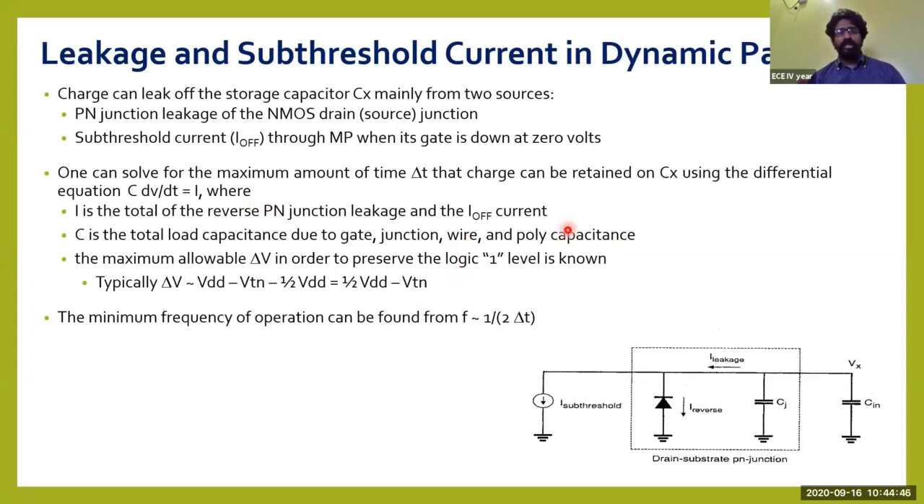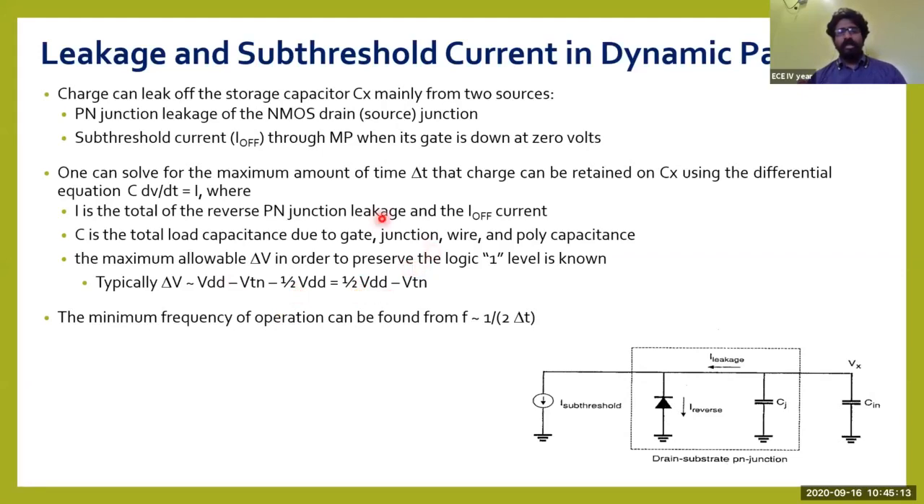Then the maximum allowable voltage in the preserved stage of the logic 1 level, what is that maximum allowable voltage? The allowable voltage which can be allowed through this particular logic is equal to delta V equals VDD minus VTN, that is the threshold voltage of an N transistor, minus half of the VDD. When you do some mathematics over here, you will get it as half VDD minus VTN. So this is the total amount of allowable voltage.